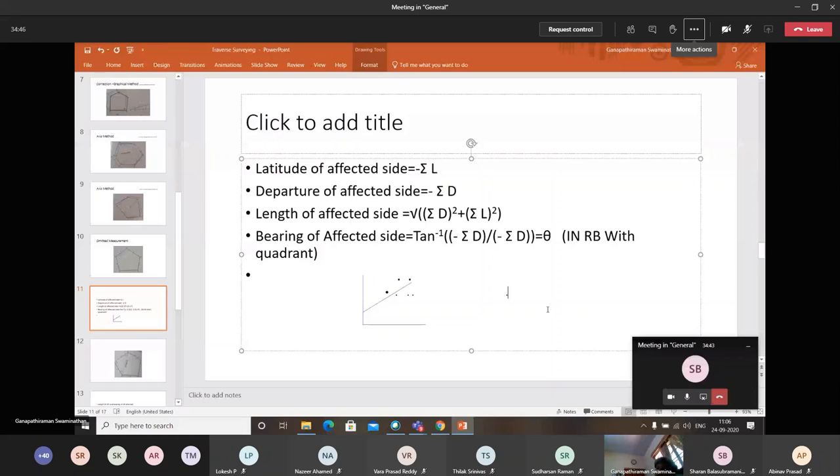Now, the method of least squares says that a curve is said to be a best fit curve if the sum of the squares of the residuals is minimum. Do you understand that? If the sum of the squares of the residuals is minimum. Suppose I say that this is the best fit curve.